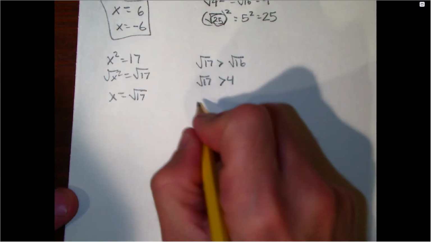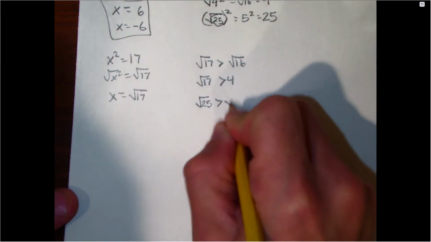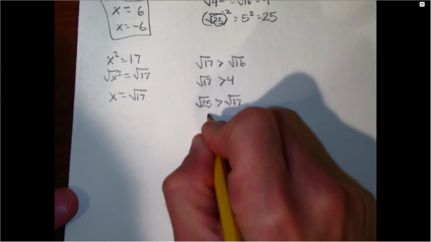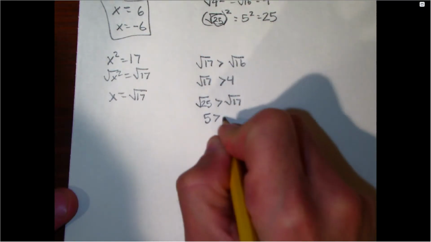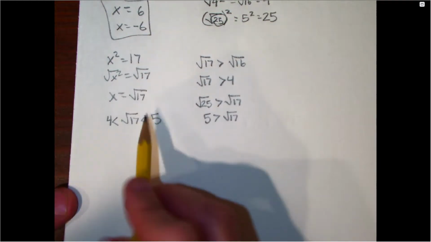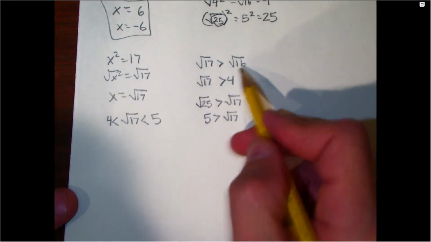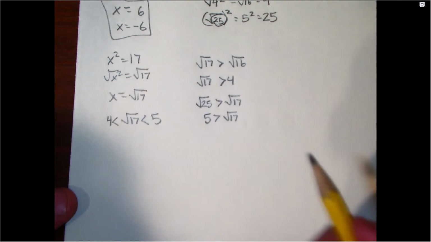But at the same time, the square root of, say, 25 is greater than the square root of 17. And the square root of 25 is 5. And 5 is greater than the square root of 17 then. So that means that this number is somewhere between 4 and 5. So 4 is less than the square root of 17, which is less than 5. So if you were going to make an estimate, you would say, well, it's between 4 and 5. And because it's pretty close to 16, it's closer to 4 than 5.